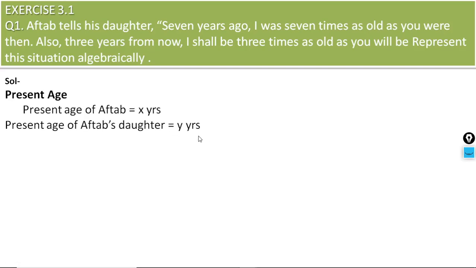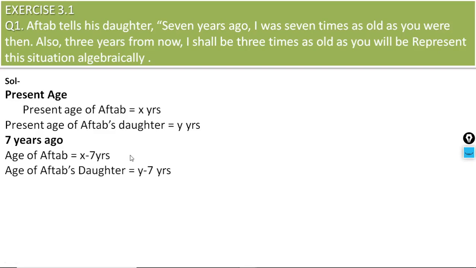would be y years. Then according to the question you see that 7 years ago, so we have to move to the situation 7 years back. For 7 years back the age of Aftab will be x minus 7, the daughter's age will be y minus 7 years.